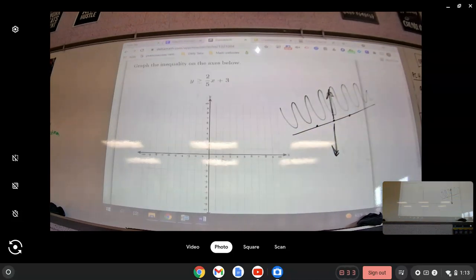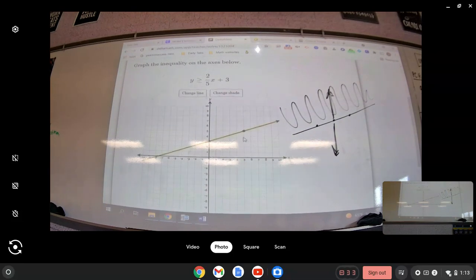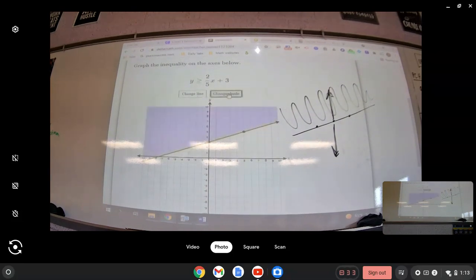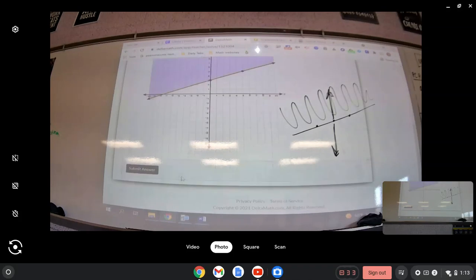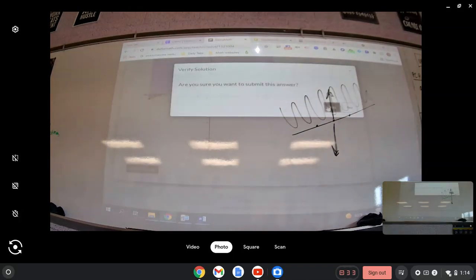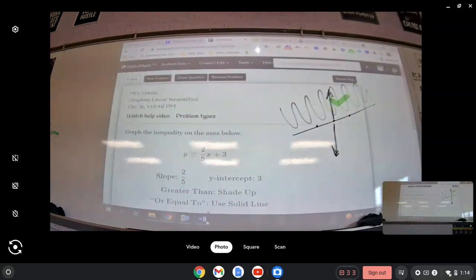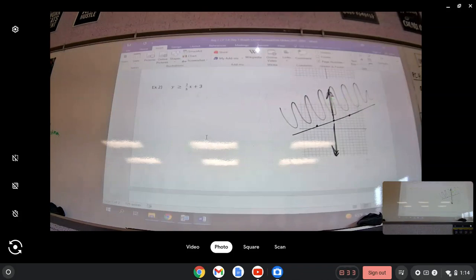All right, we're going to go up 3, up 2, right 5. I wanted a solid line. It's automatically solid. I'll hit that change shade button until it's on the side that I want, and then I'll submit my answer. Boom. All right, look at number 3.